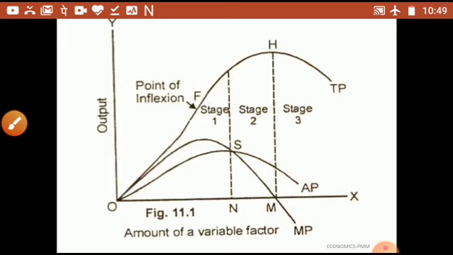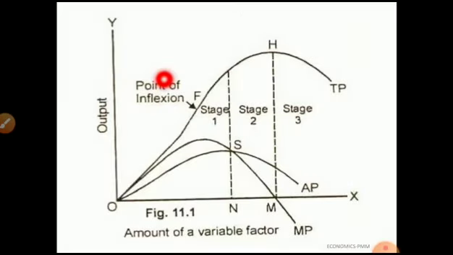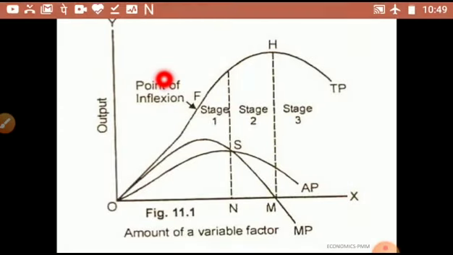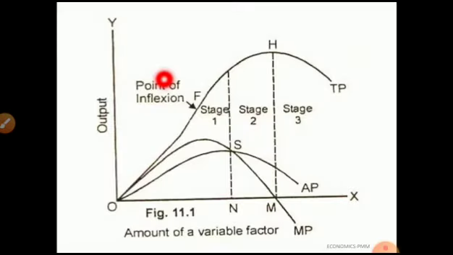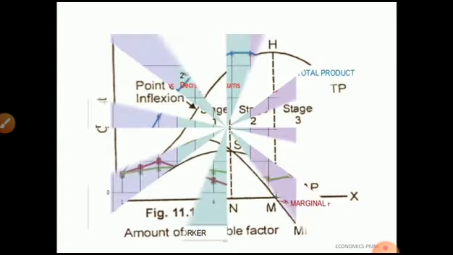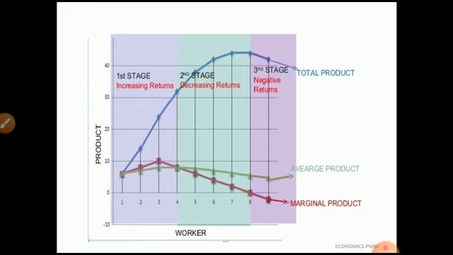So you can see in this diagram stage 1, which indicates that TP, AP and MP all three are increasing, and the F point is called the point of inflection. Beyond that point, TP, AP and MP start entering into the second stage and further the third stage. You can better understand this with another diagram where you can see it more systematically.